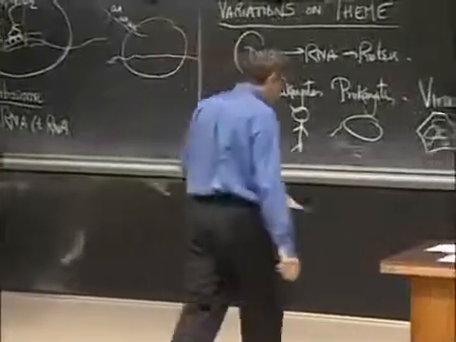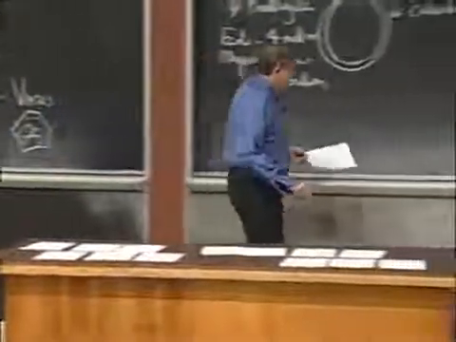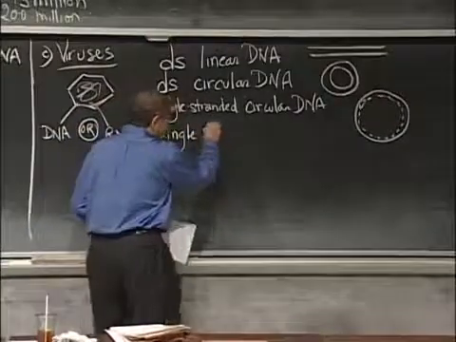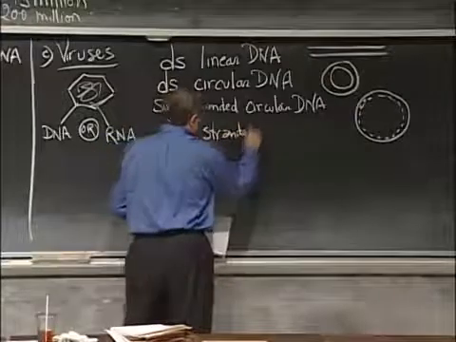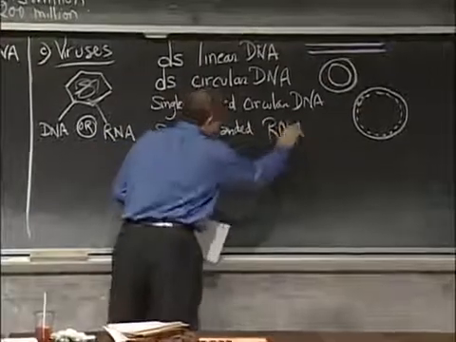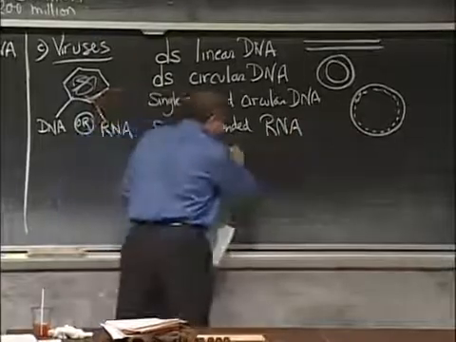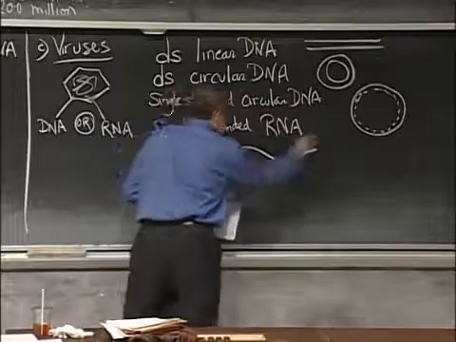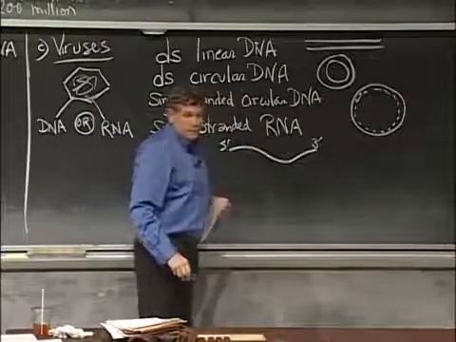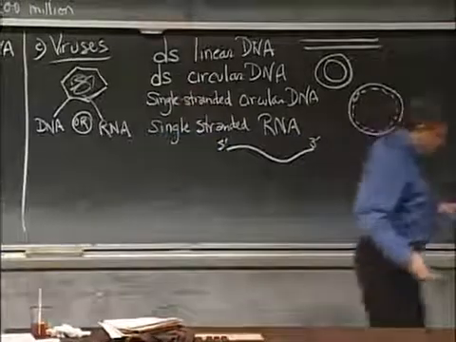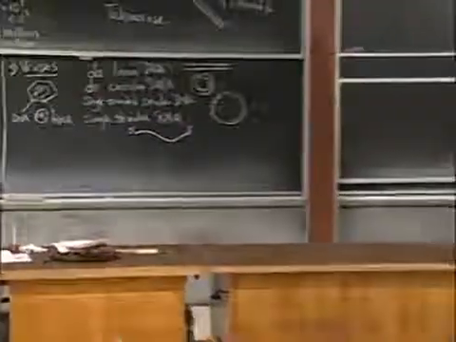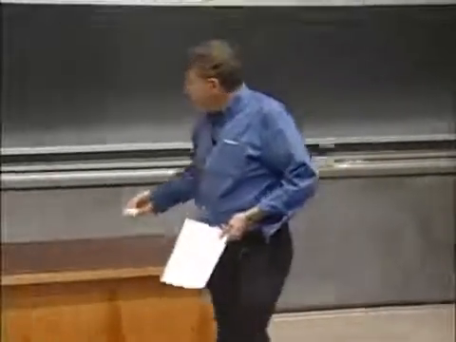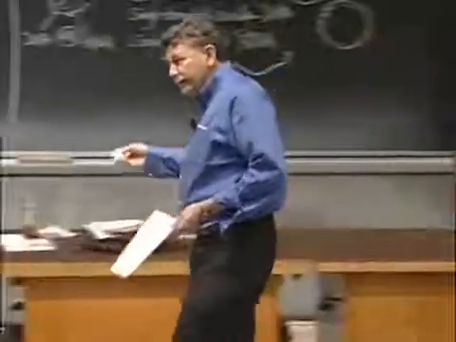You can go from one to the other. Some viruses decided to bring along single-stranded RNA. So when the virus attaches to the cell, it injects an RNA. The RNA is in the cell. But how's the virus going to do anything? How's it going to replicate itself? How do you replicate RNA?